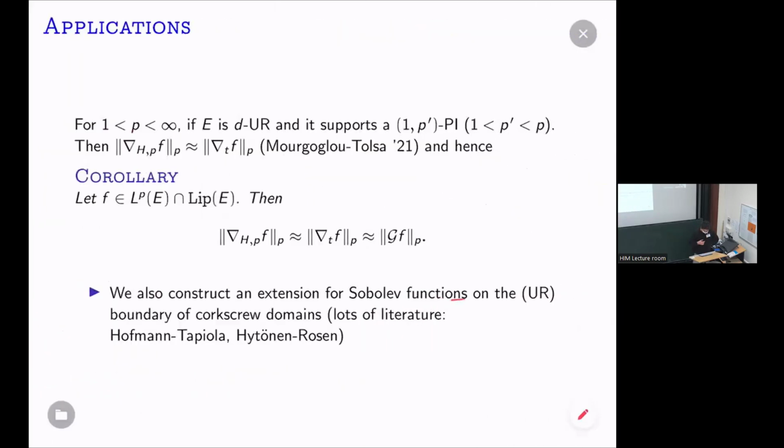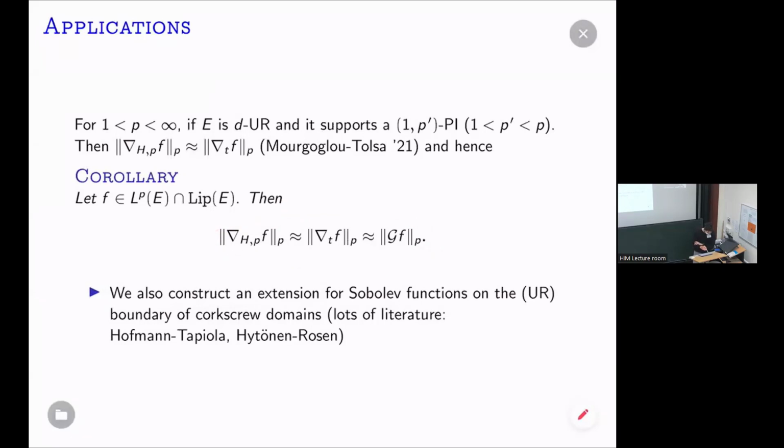Okay, so now some applications. If one takes a UR set and assumes a priori as well that it supports a Poincaré inequality, then by a lemma in a paper by Mihalis and Xavi, the LP norm of the Hajłasz gradient and the LP norm of the tangential gradient are actually comparable. Okay, this is where I learned it. Possibly it was already known, but okay. And so then we really have a full nice comparability like in the original Dorronsoro.